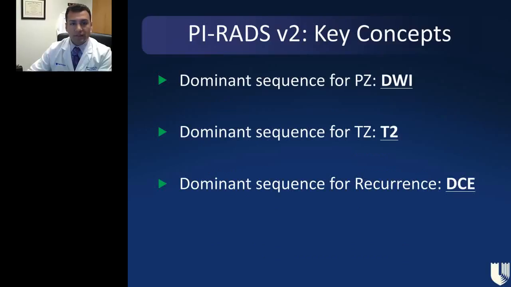One of the good things that's happened in the past few months here is that PIRADS, which is a structured reporting scheme for prostate imaging, has recently been released, and it's given us some guidance about what dominant sequence should be used depending on lesion location as well as the scenario. So in the peripheral zone, the dominant sequence parameter should be diffusion-weighted imaging. In the transition zone, based on the types of tumors that we see there, T2-weighted imaging should be the key sequence parameter. And finally, in the setting of recurrence, dynamic contrast enhanced imaging should be the dominant sequence.